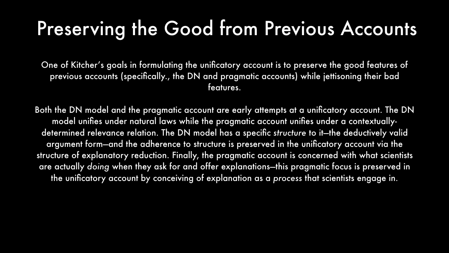Both the DN model and the Pragmatic Account are early attempts at a unificatory account. The DN model unifies under natural laws, while the Pragmatic Account unifies under a contextually determined relevance relation. The DN model has a specific structure to it, the deductively valid argument form, and the adherence to structure is preserved in the unificatory account via the structure of explanatory reduction. And finally, the pragmatic account is concerned with what scientists are actually doing when they ask for and offer explanations. This pragmatic focus is preserved in the unificatory account by conceiving of explanation as a process that scientists actually engage in.